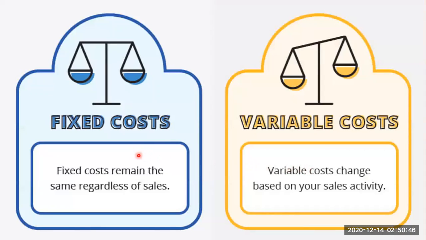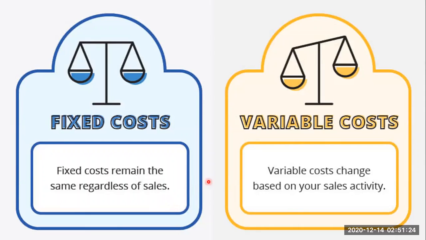Again, fixed costs remain the same regardless of sales. Variable costs change based on your sales activity. Okay, so go to this one, to the blue chart. When talking about fixed costs, we must remember and we should understand that it is something that you have to pay producing or not. Things that you can't stop paying. Responsibilities that are pretty much the same every month.